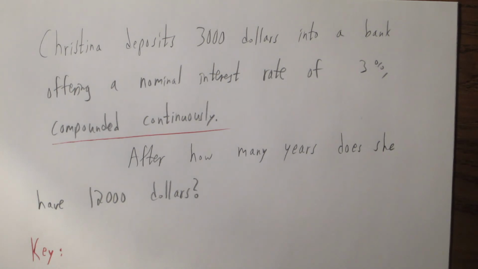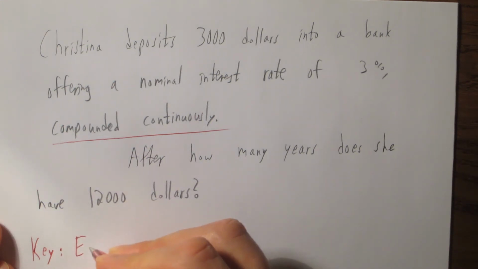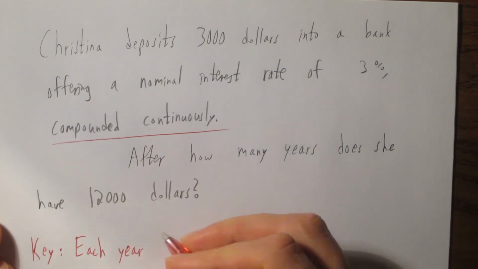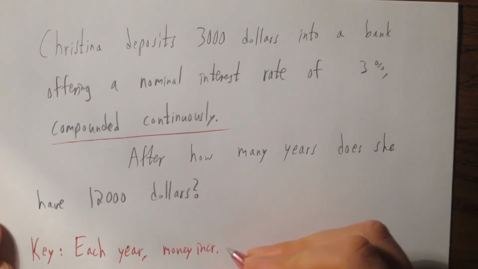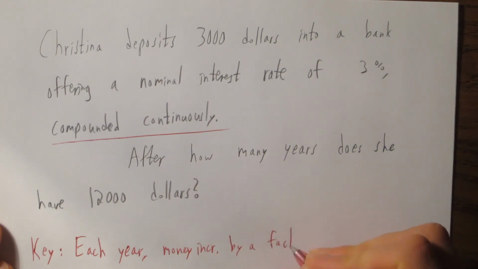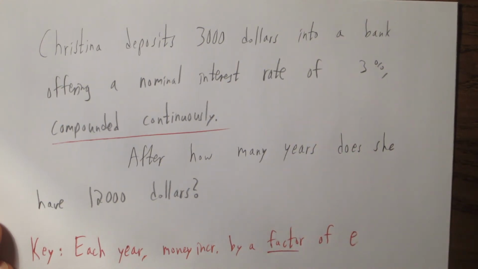Now with continuous compounding, things work a little bit differently. The key is the following: if you have your money in a bank with nominal interest rate R and continuous compounding, each year money increases by a factor of e to the power of the interest rate.